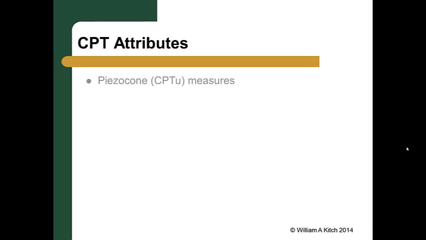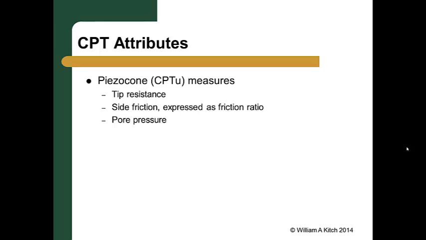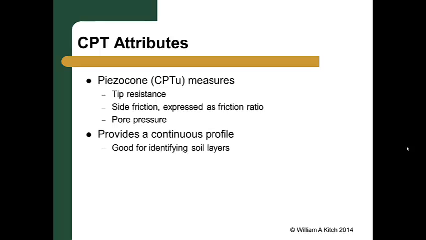The most common CPT probe in use is the piezo cone. This probe measures tip resistance, side friction, normally expressed as a friction ratio, and the pore pressure generated during testing. The CPT provides a continuous profile of the soil. For this reason, it's very good at identifying different soil layers.